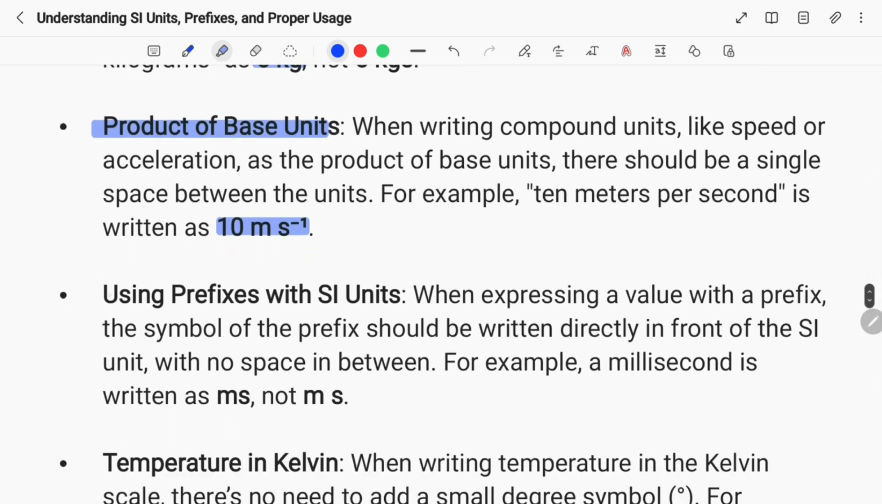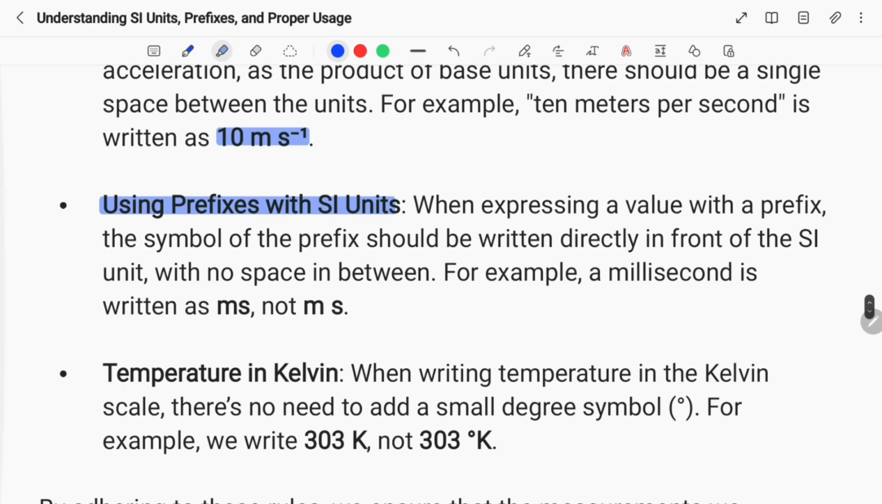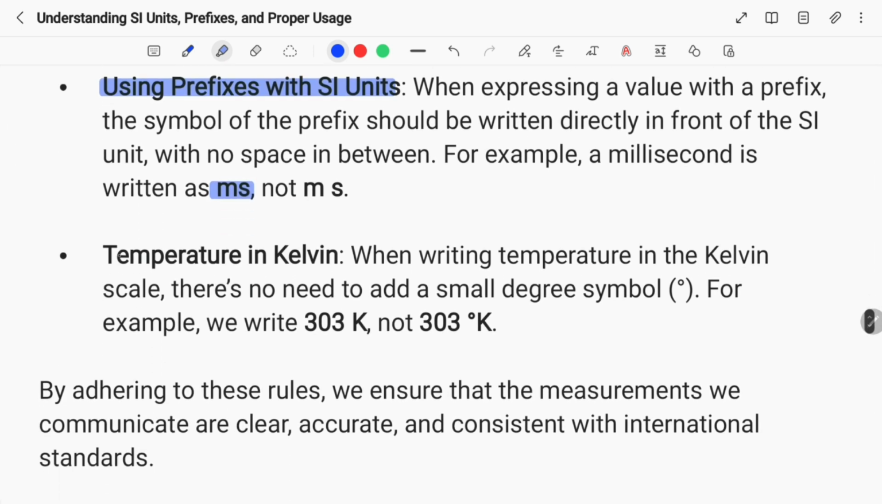4. Using prefixes with SI units. When expressing a value with a prefix, the symbol is written directly in front of the SI unit with no space in between. For example, a millisecond is written as ms, not m s. 5. Temperature in Kelvin. When writing temperature in the Kelvin scale, there's no need to add a small degree symbol. For example, we write 33 K, not 33 degrees K.